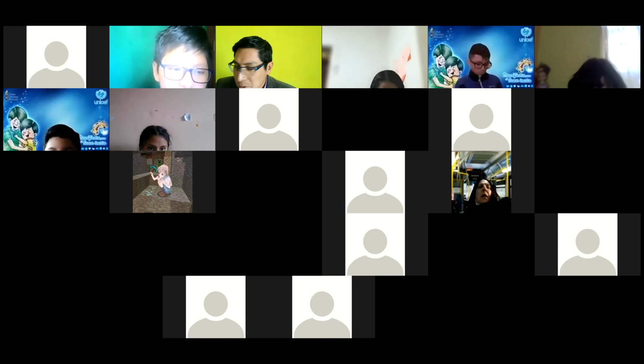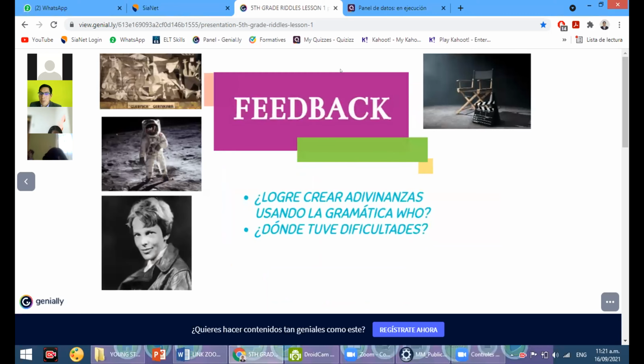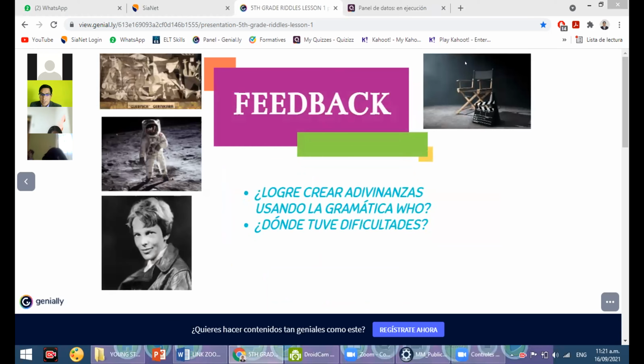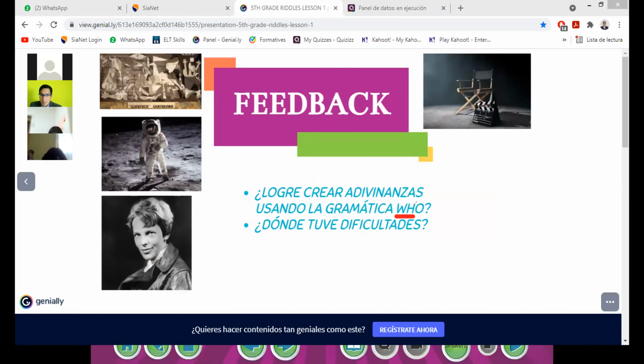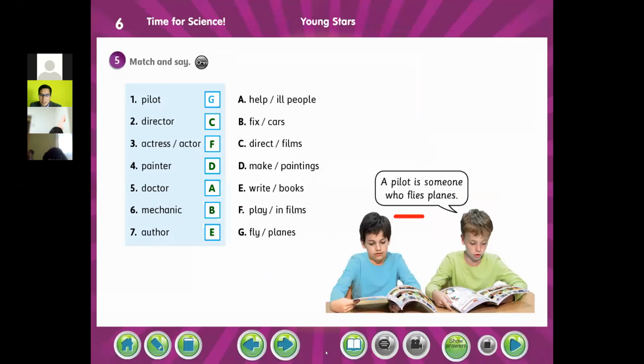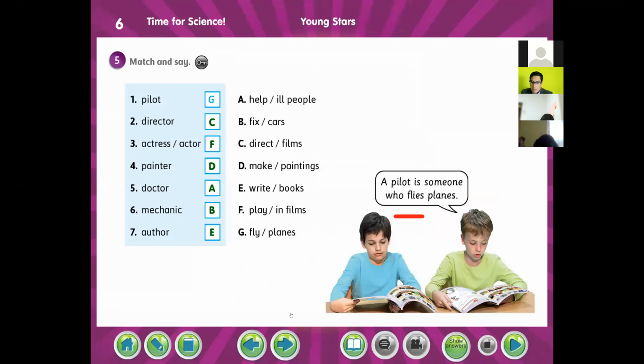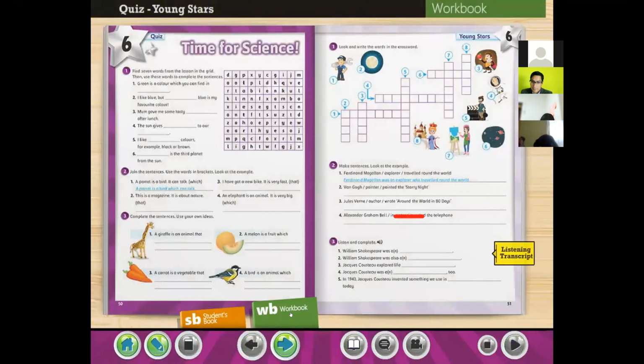Well, my friends, remember, when we create riddles about people, we use who, okay? Who is for people. Now, let's finish with the workbook, okay, my friends? Please, open your workbooks. Let's work with the vocabulary and some examples. Let's go to the workbook.